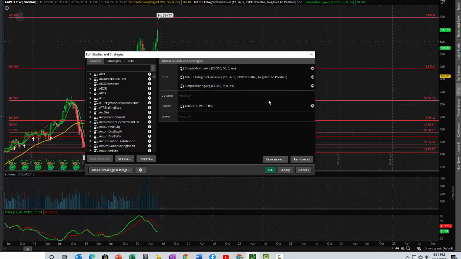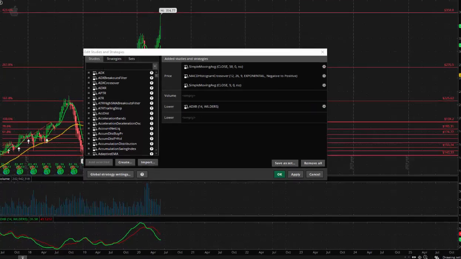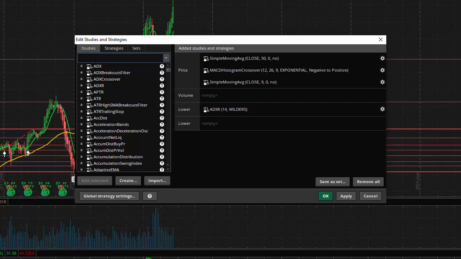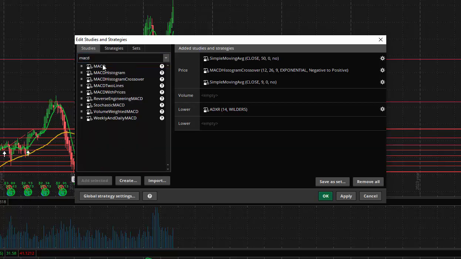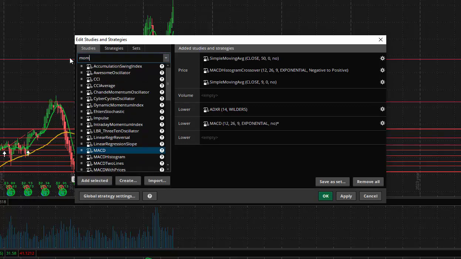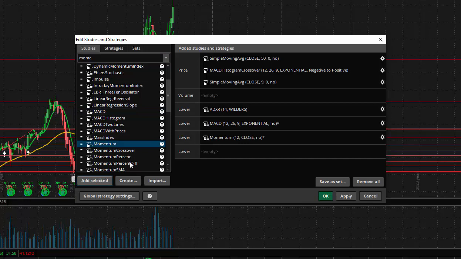We're going to go ahead and add this. Give me 1 second. Alright, so we're going to search that right over here to make it easy. We're going to type in MACD. We just want this regular one here. We want to add selected, and we're going to type in momentum and add that.